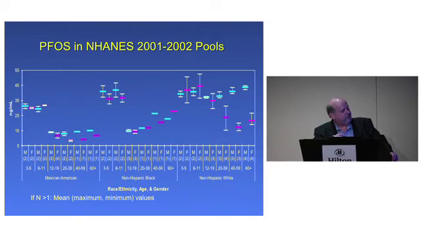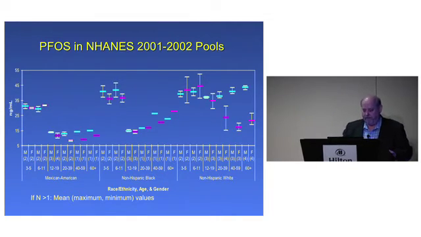These are the young children, 3 to 5, 6 to 11-year-olds. The children from Mexican Americans have much higher levels than the adults. Same thing for non-Hispanic blacks, and it still is true for non-Hispanic whites, but it's not quite as pronounced. There are differences between men and women as well.